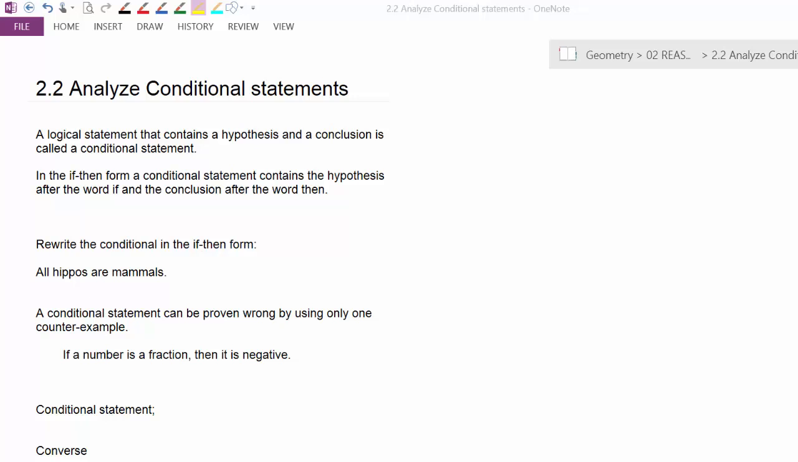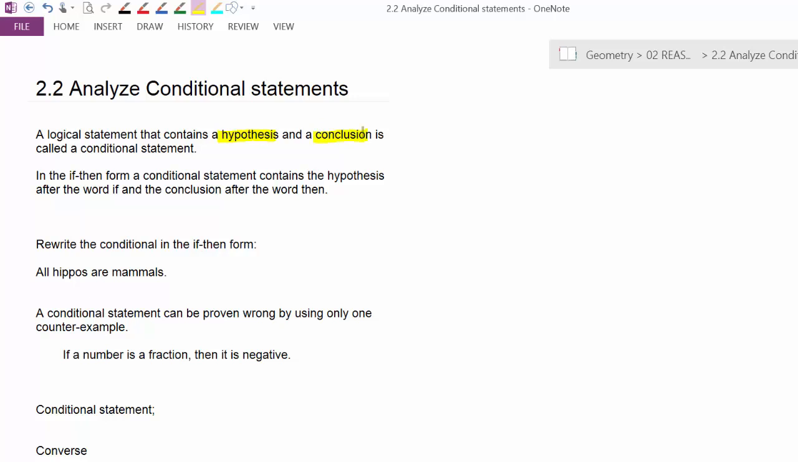You have used definitions so far, such as the definition of congruency. In this section, you will learn how to write definitions as conditional statements. So what is a conditional statement? A conditional statement is a logical statement that contains a hypothesis and a conclusion.